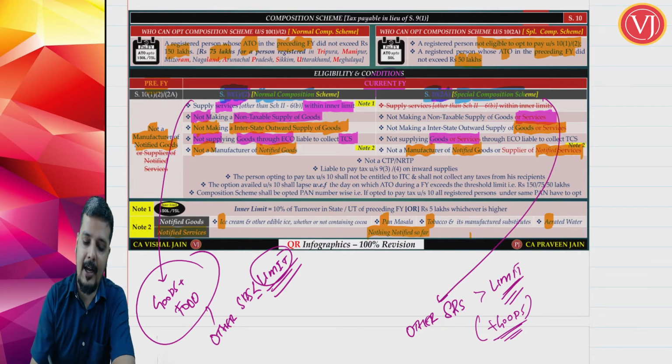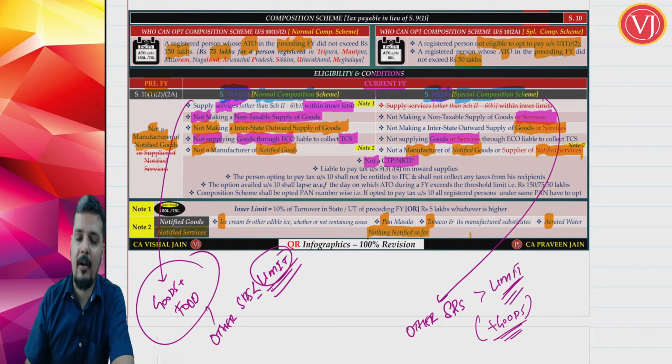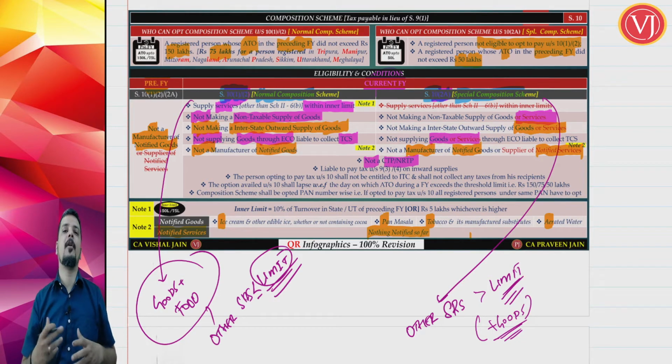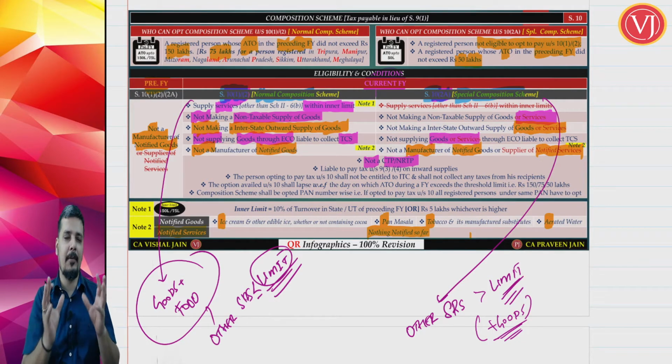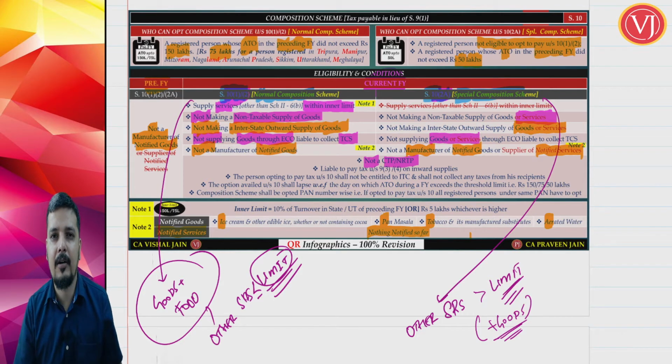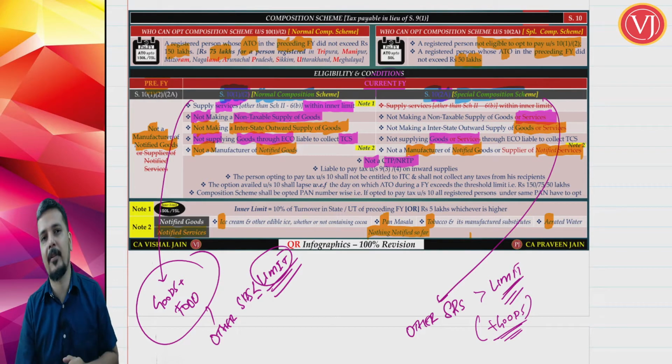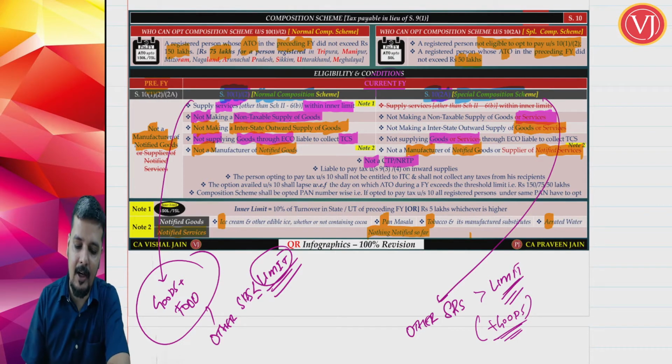I should not be a casual taxable person or a non-resident taxable person, which means I should not be going for a business exhibition or trade fair. I should not be going to a particular state for a business exhibition or trade fair for temporary purposes. I should not be a CTP or NRTP.